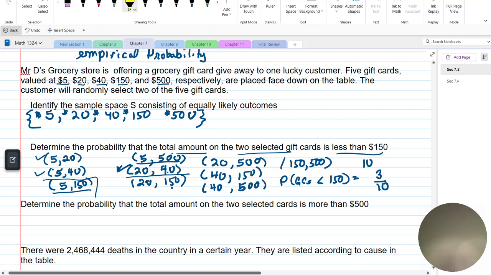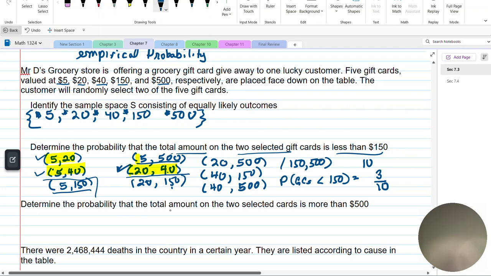I'll highlight them. Less than 150. That does it. Alrighty then. Because he's taking up 2 at one time. All right. So let's look at this next one.